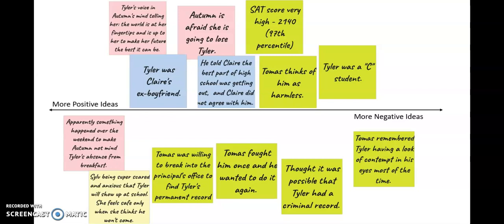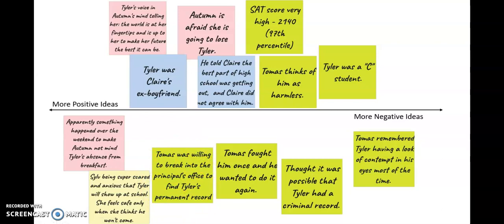And I'm keeping track of multiple characters and what they think about him. One character that seriously seems to have a lot of negative things to say about Tyler is Tomas. For example, he broke into the principal's office to find Tyler's permanent record.